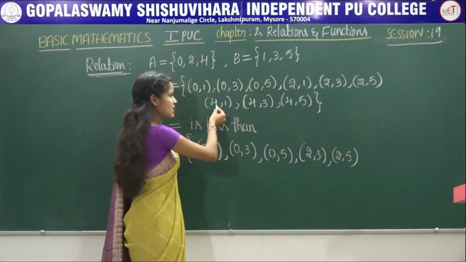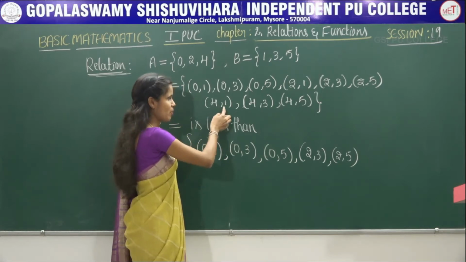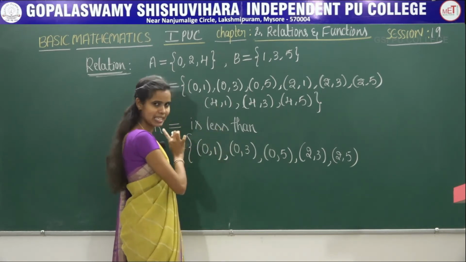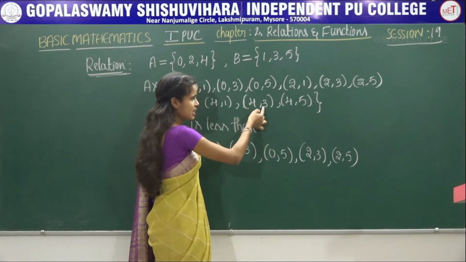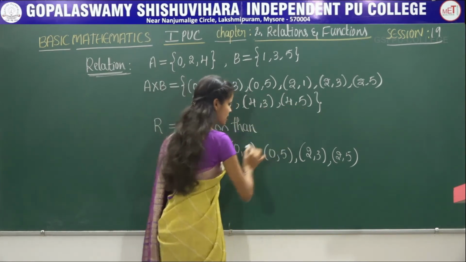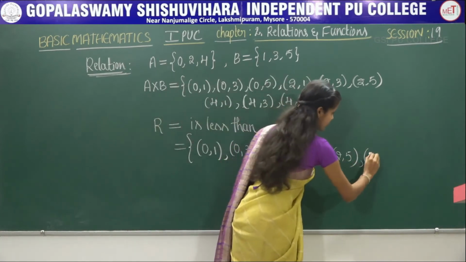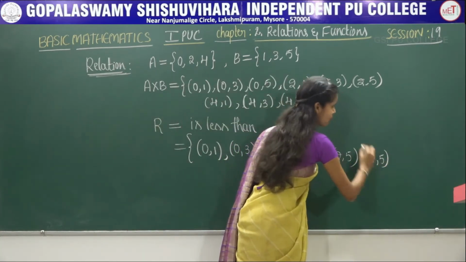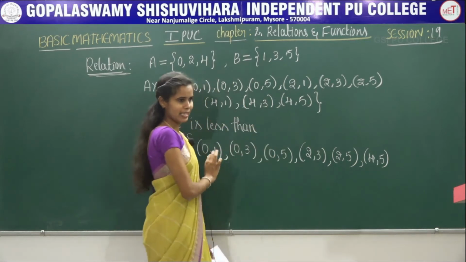Next, 4 is less than 1, false. Therefore (4,1) is not an element of the given relation R. 4 is less than 3, false. Therefore it is also not an element of the given relation. 4 is less than 5. It satisfies the condition. Therefore the ordered pair (4,5) is also an element.